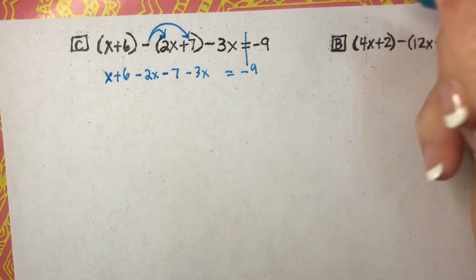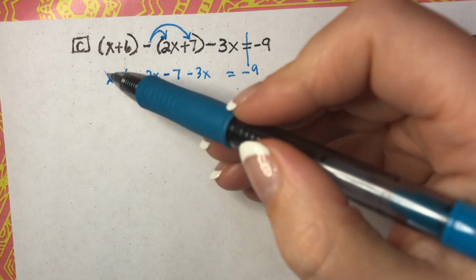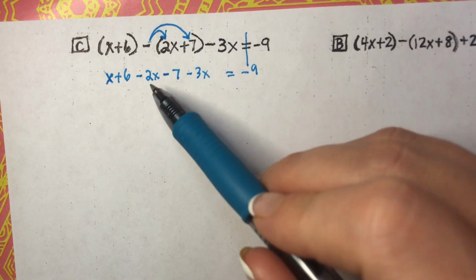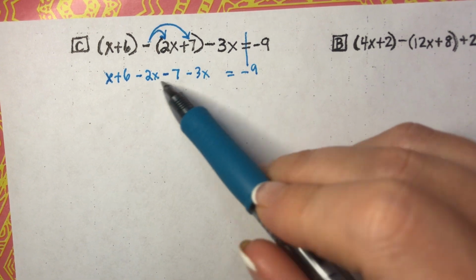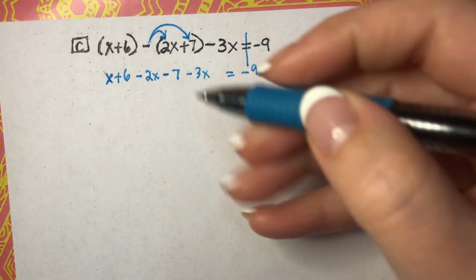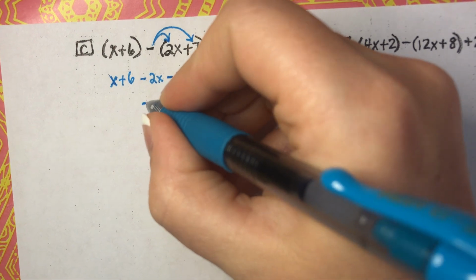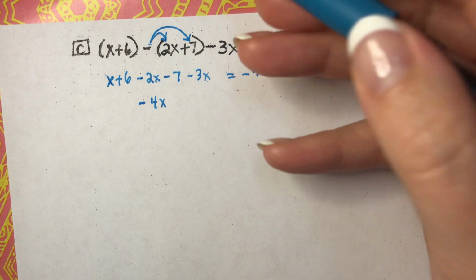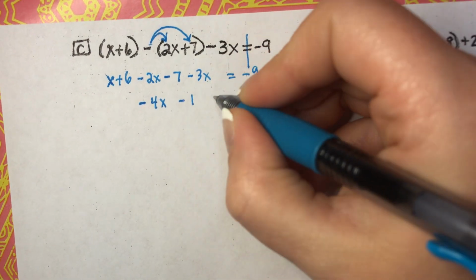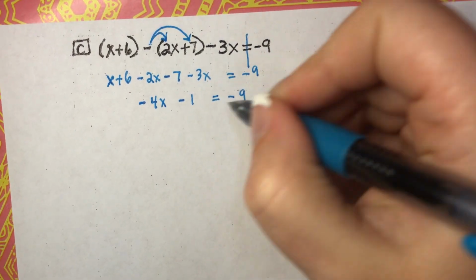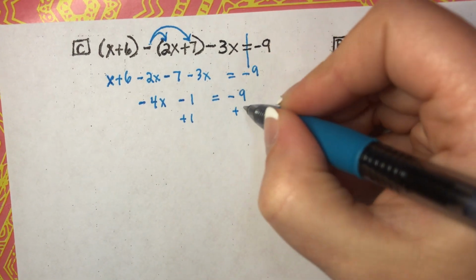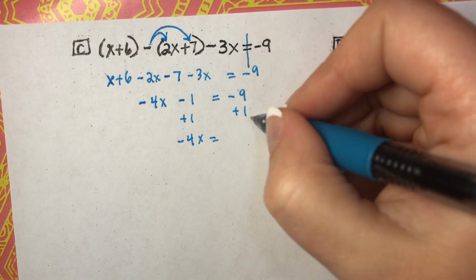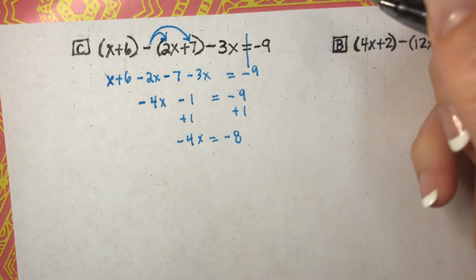equals negative 9. So now we just need to combine like terms. We have an x, a negative 2x, and a negative 3x. So negative 2x and negative 3x, that's going to be negative 5x plus x is going to give us negative 4x. So negative 4x. And then the numbers, 6 minus 7 is going to give us a negative 1. All right, now we're just to a two-step. So we're going to add 1 to both sides. And we get negative 9 plus 1, which is negative 8.